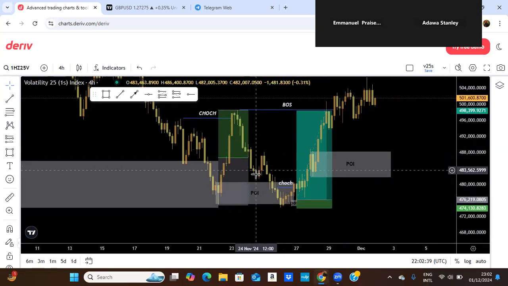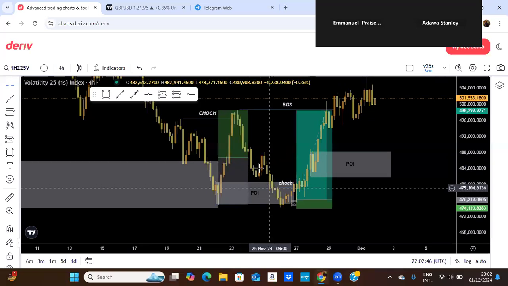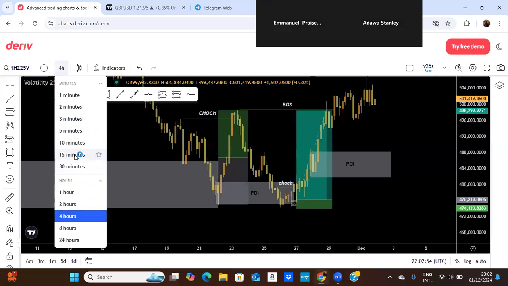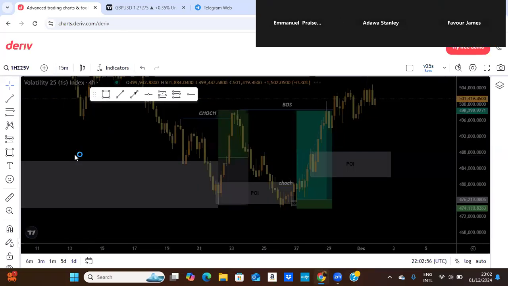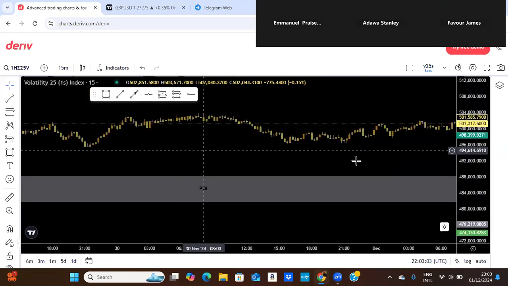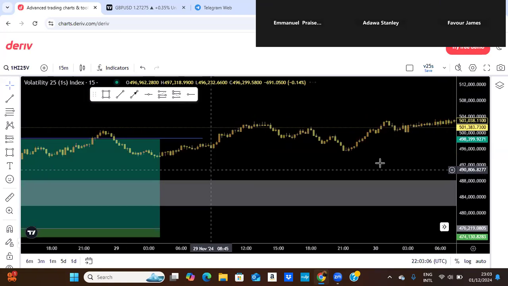But of course, immediately market got into this place, I waited for the market to come here and give me entry. So immediately it entered there, I moved down to the smaller time frame, which is 15 minutes. So just get what I'm trying to say. Number one, map out your point of interest on 4 hours time frame.